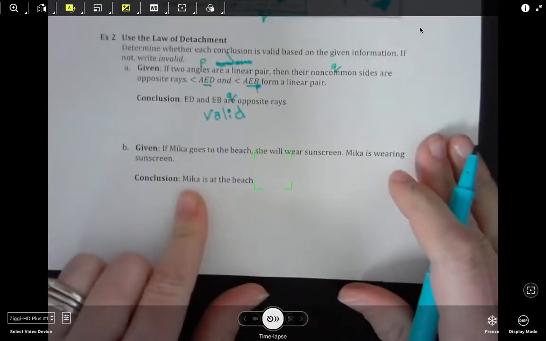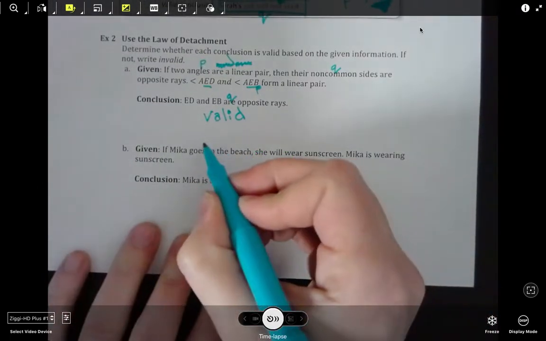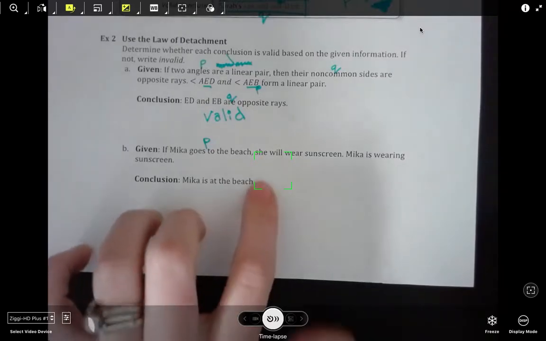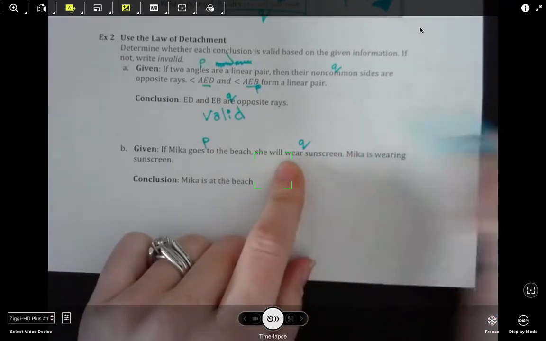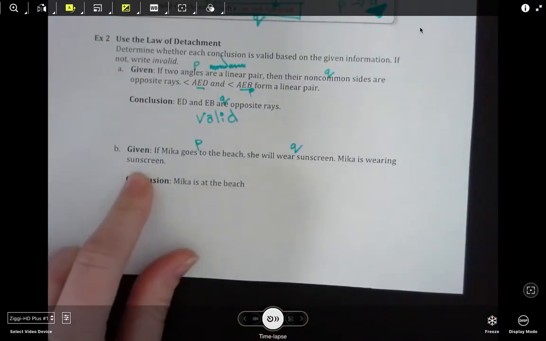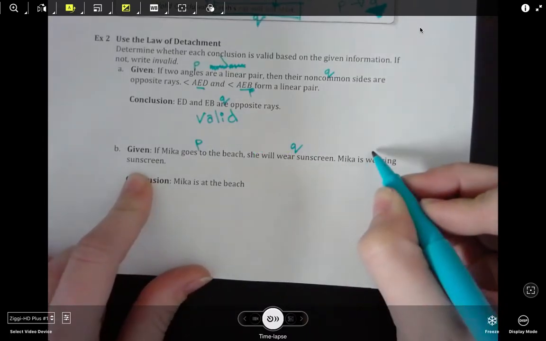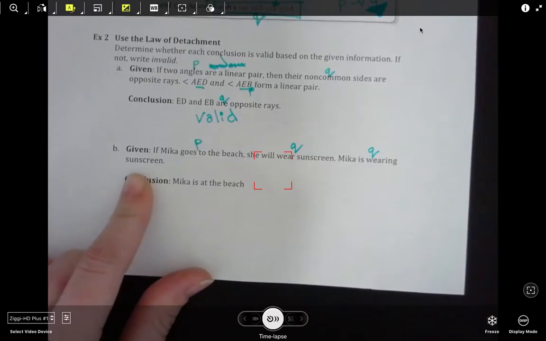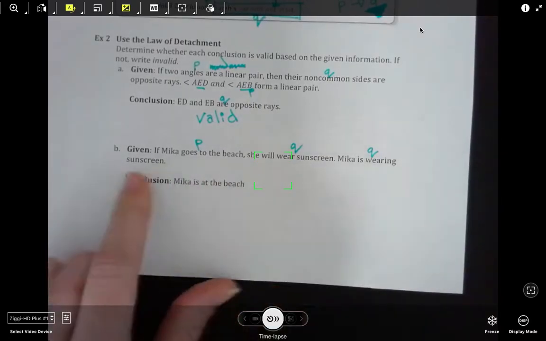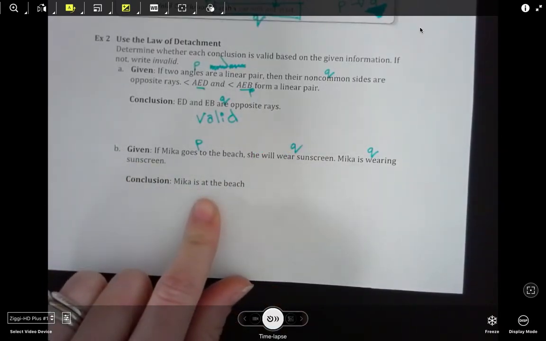For B, if Micah goes to the beach, statement P, she will wear sunscreen. That's statement Q. Micah is wearing sunscreen. Uh-oh. That's like statement Q again, right? Micah's wearing sunscreen. So if Micah's wearing sunscreen, does that necessarily mean she's at the beach?